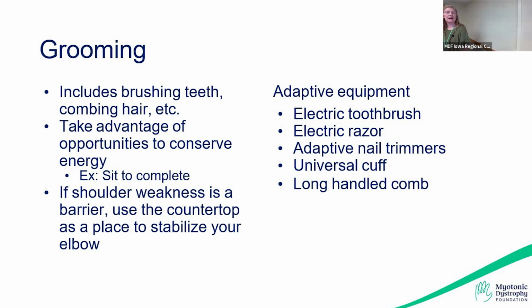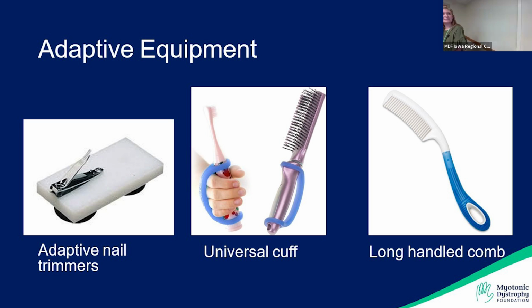Some adaptive equipment options. The first two I didn't include pictures of because I'm guessing you guys are familiar with those. But an electric toothbrush, again, tends to have a bigger grip and you're not having to do that brushing movement. You're holding it in place and letting the electric toothbrush do the work. Seems small, but it's another chance to conserve some energy that you can use later in the day. And then an electric razor, again, bigger grip, also less likely of a chance for a cut or injury from a razor. And then on the next slide, I have some pictures.